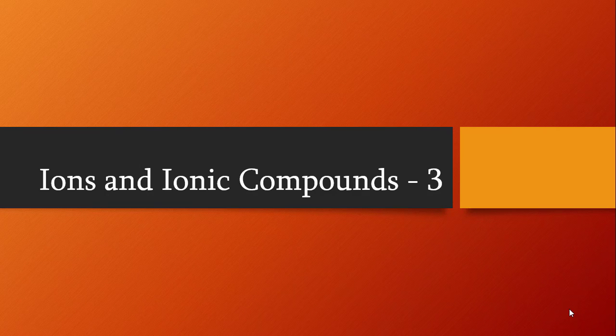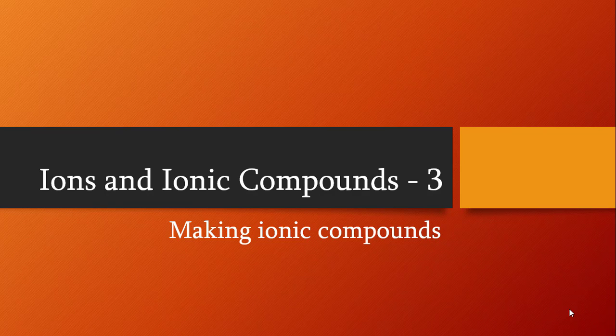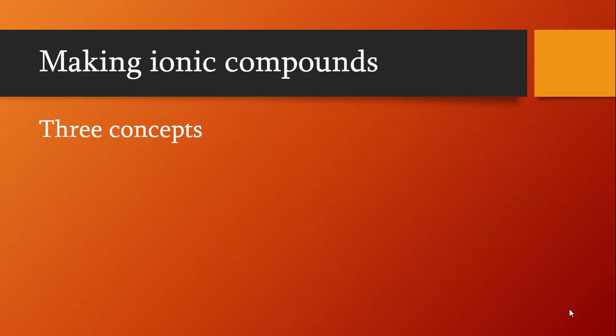This is the third video on ions and ionic compounds, and this one will be on how to put ions together to make an ionic compound. There are three concepts that we deal with when doing this. The first is that opposites attract. Positive and negatives are attracted to each other.